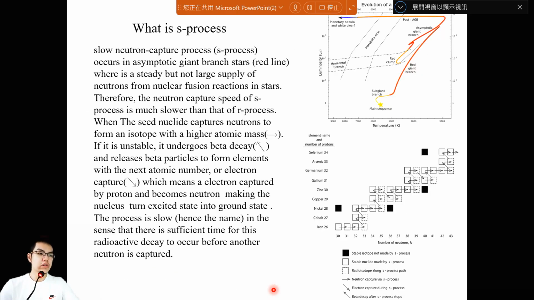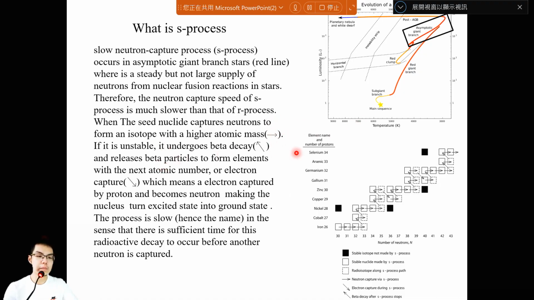Next one, what is the S process? The slow neutron capture process occurs in asymptotic giant branch stars. In the black frame, there is a steady but not large supply of neutrons from nuclear fusion reactions in stars. Therefore, the neutron capture speed of the S process is much slower than that of the R process.